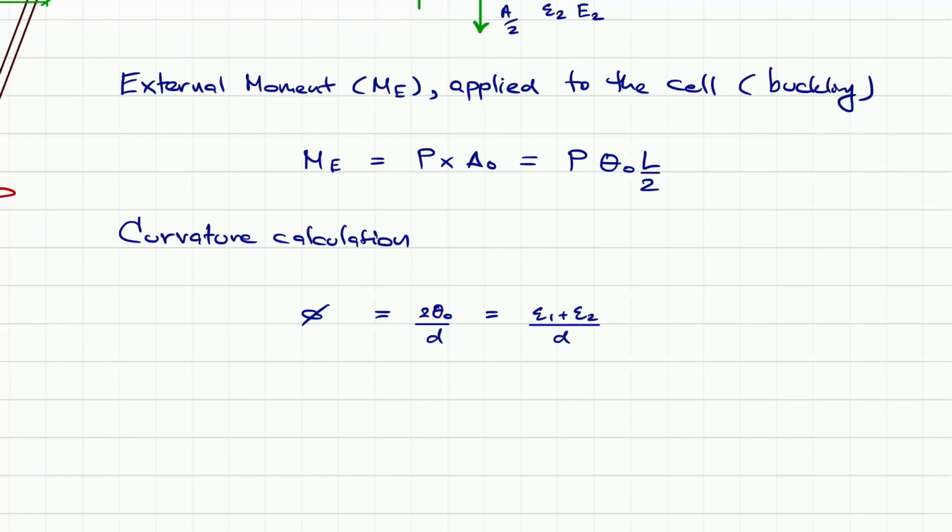That makes theta naught equal to epsilon 1 plus epsilon 2 divided by 2. And theta naught is also equal to 2 times delta naught over L.